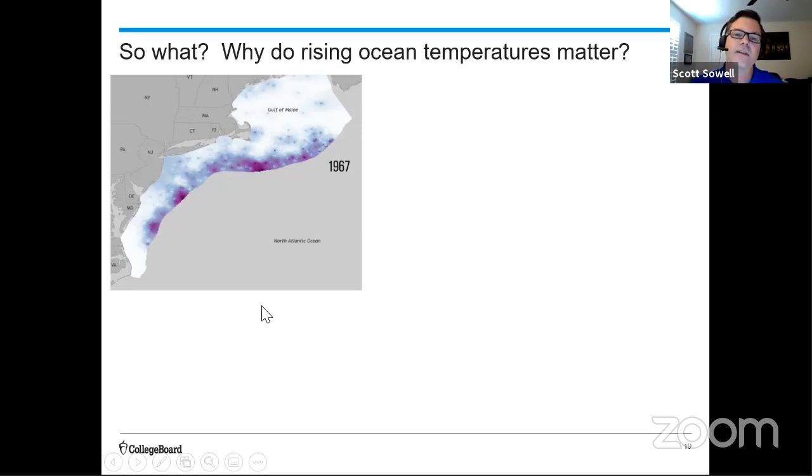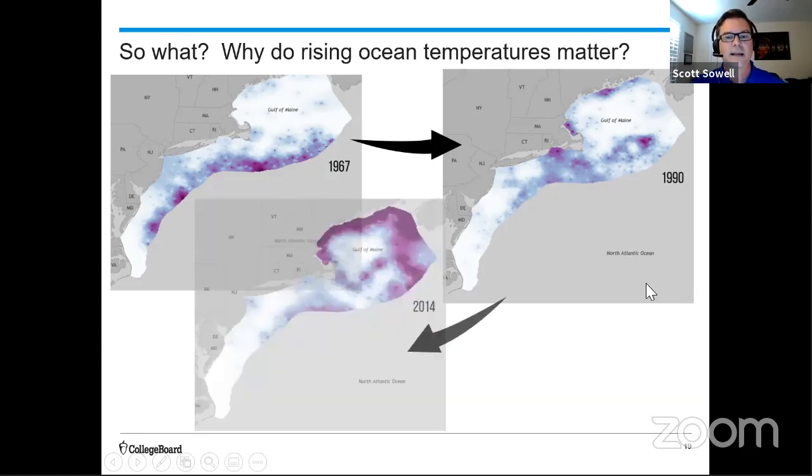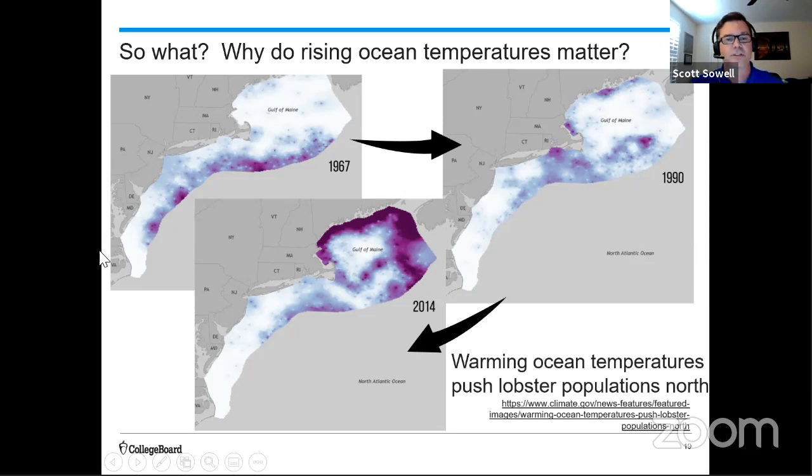And if we compare that with 1967 to 1990, we see that this purple stuff, whatever it's measuring, is going from being kind of evenly distributed along this range to being a little bit more concentrated up here and hardly anything down here. And then if we jump to 2014, we see the vast majority of this purple stuff in the north. Well, what this is measuring is the number of lobsters caught by lobster fishermen. So warming ocean temperatures is pushing the lobster population north.